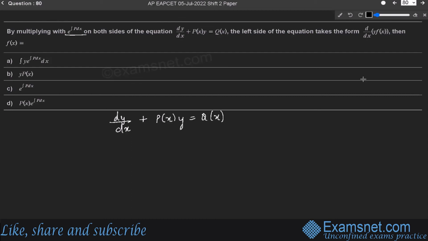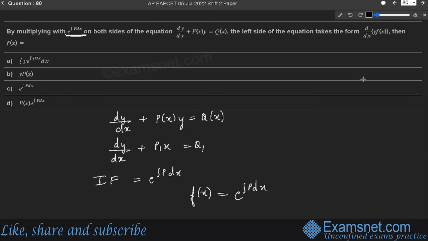Here this equation can be written in the form dy by dx plus p1 x is equal to q1. So its integrating factor, which is IF, will be equal to e power integral of p dx. Since the integrating factor is this and it is multiplied with the same quantity, which is e power integral of p dx, therefore we can say that f of x will also be equal to e power integral of p dx. Therefore, option number C is the correct option for this question.